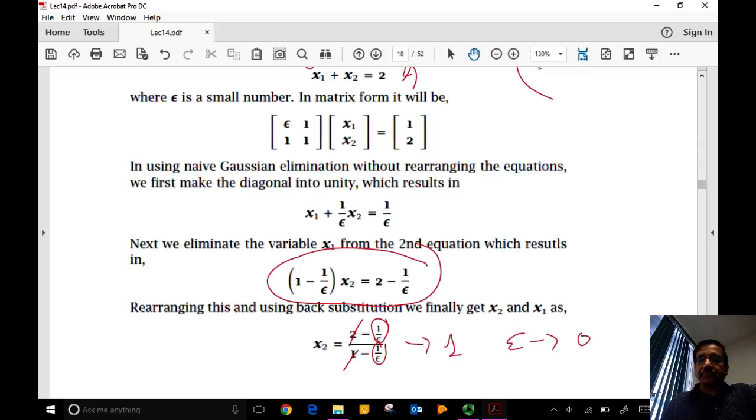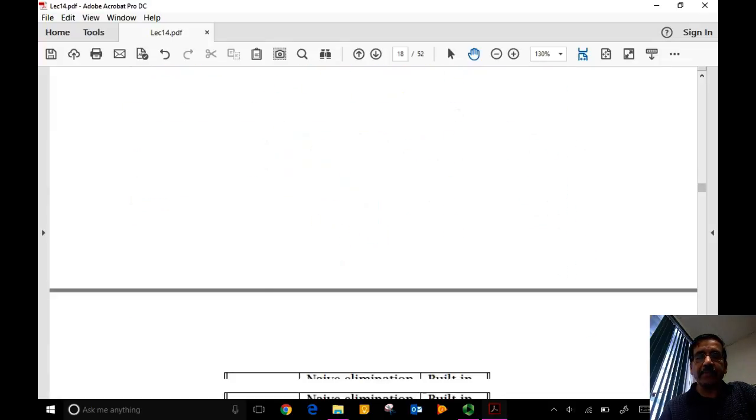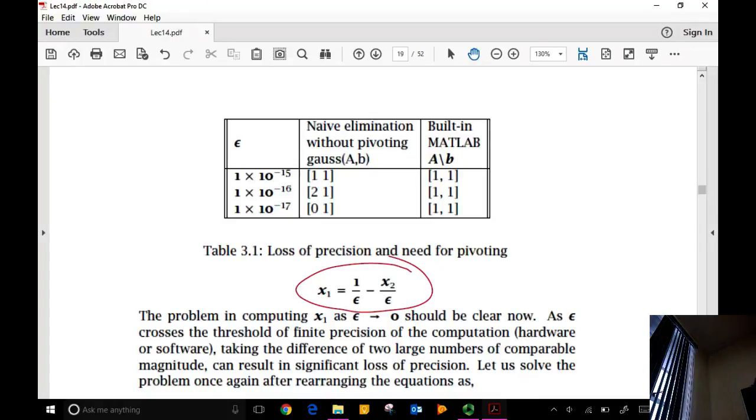Okay. Now, if you take x2 as equal to 1 and continue getting the solution for x1, you will get x1 as this. Okay. So what does that tell you? It could be anything, because you have 1 over epsilon minus 1 over epsilon. You would argue that it should be 0, but we know that's not the right answer, right? But if I actually run it in MATLAB using the Gauss program that I wrote, I get results anything like 1, 1, 2, 1, 0, 1.